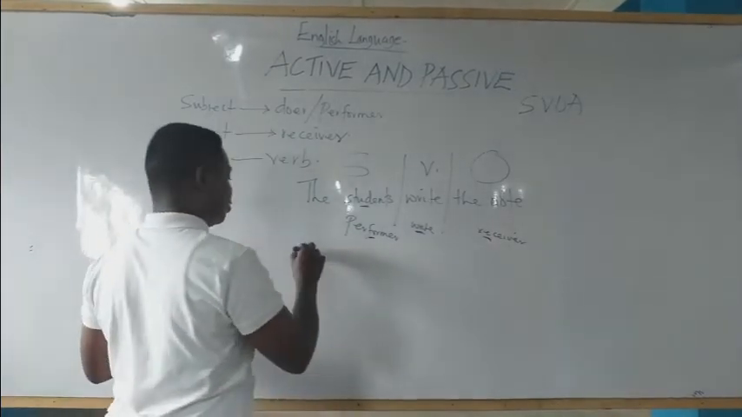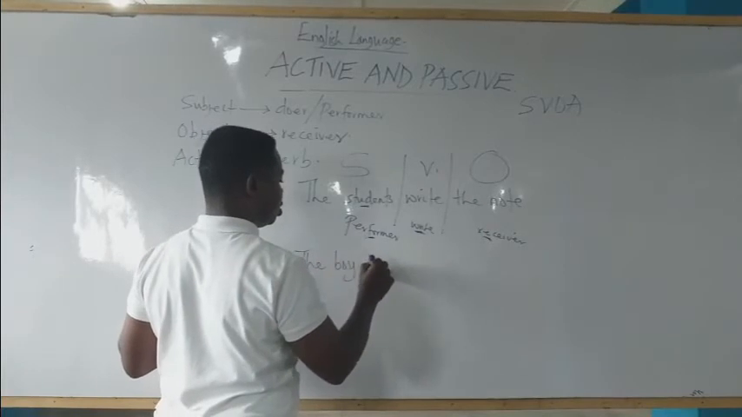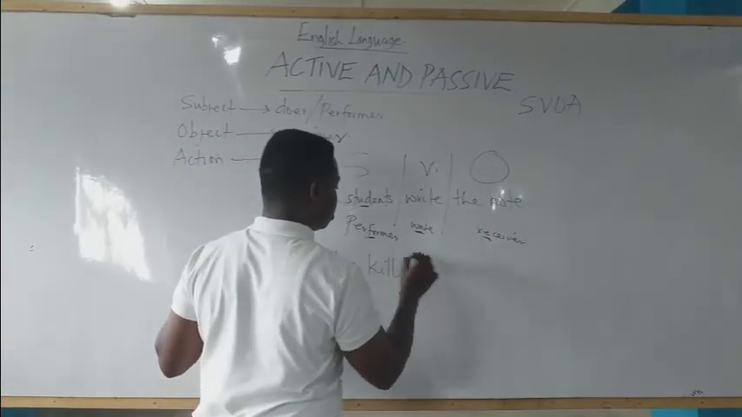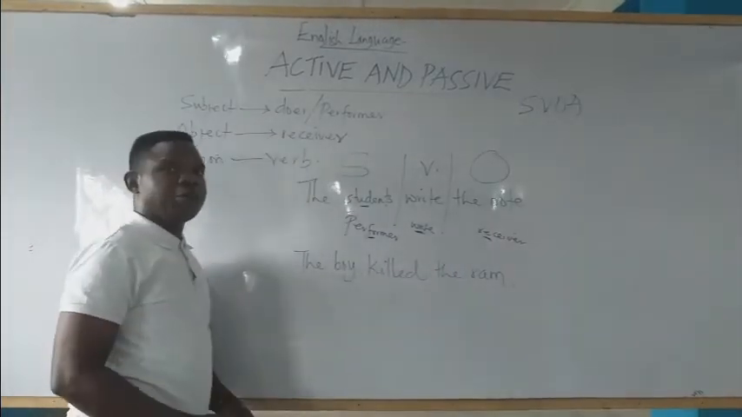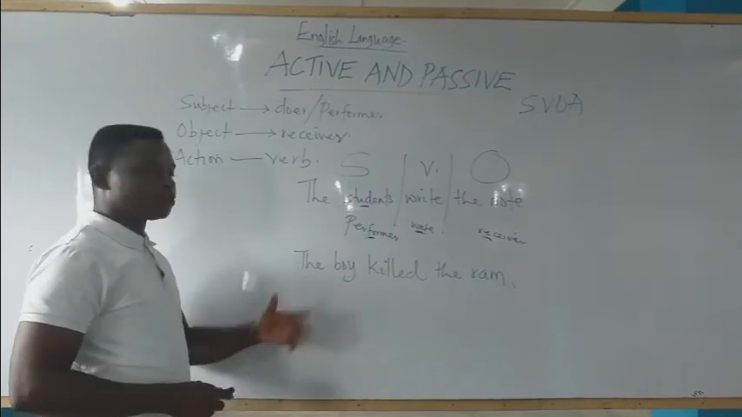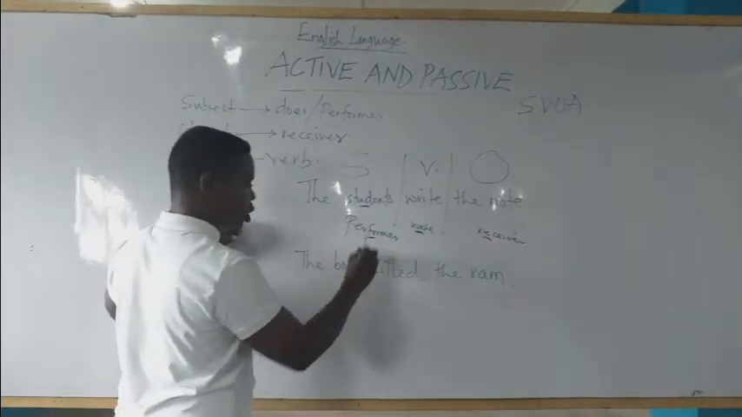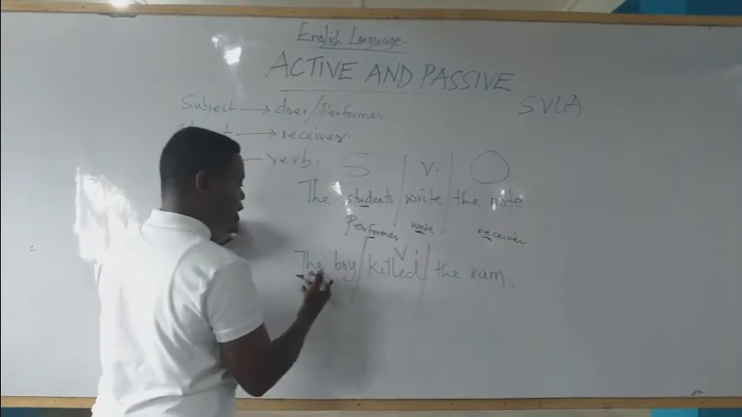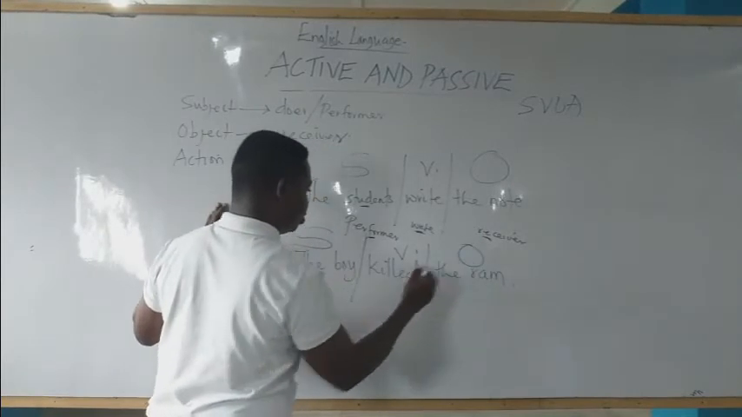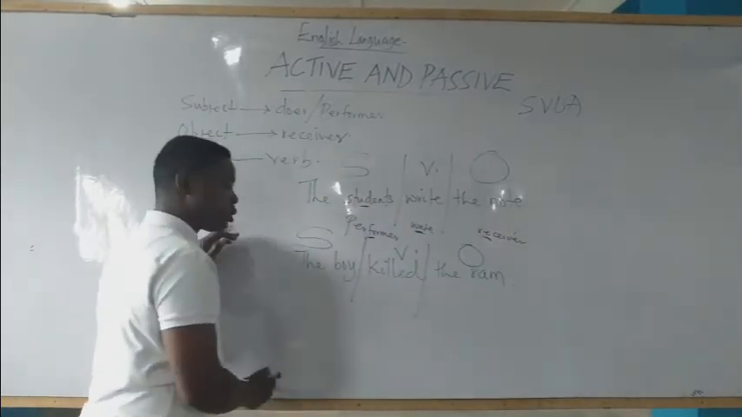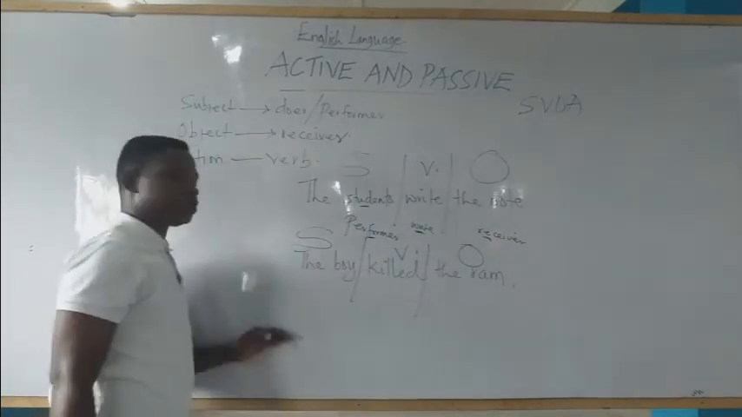Another example, if I have the boy killed the ram. The boy killed the ram. This is also an active expression. Why? Let's see our verb. The verb is killed. That's the verb. The boy is our subject. The ram is our object. So this sentence has which order? Subject, verb, object, relation. That's the arrangement.